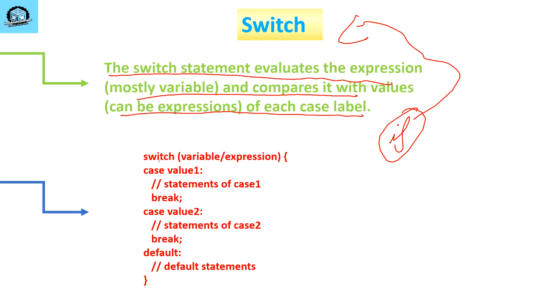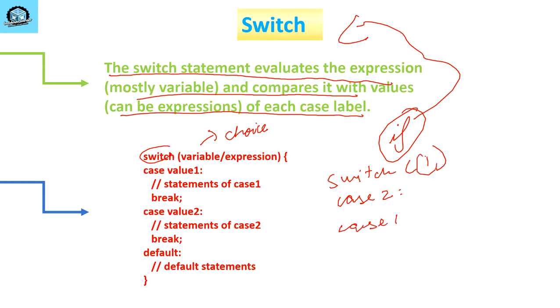For switch, we have to write switch, and inside it we write our choice, the option we have chosen, and then we check it against every case. Suppose I have written switch and my choice is 1, and I have case 2 first, then case 1. It will check the choice value with the value written after the case. Case 1 matches, so it will run case 1 and whatever is inside it.